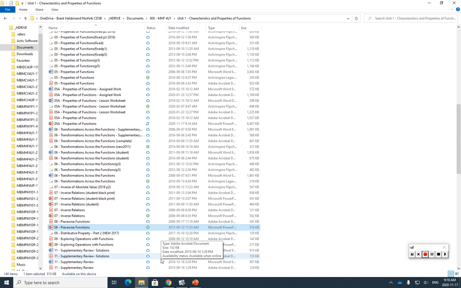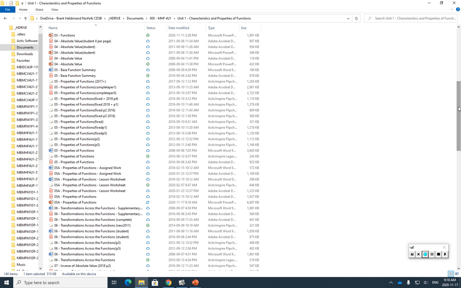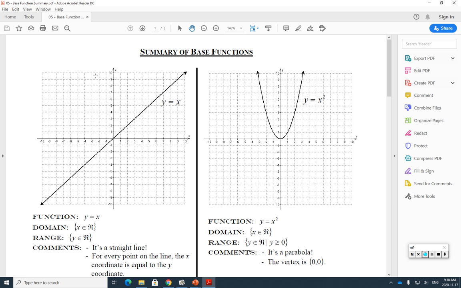Is it before properties of functions? It must be. Oh yes, base function summary. Here we go. Let's talk about how many functions we know that have a discontinuity in them. Lines don't have any continuity problems. Parabolas are all one piece.